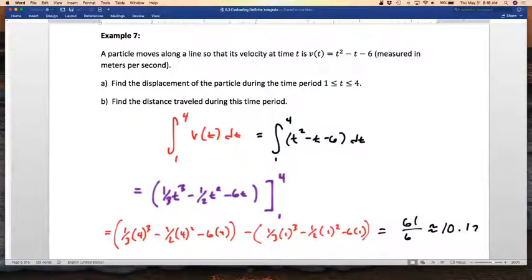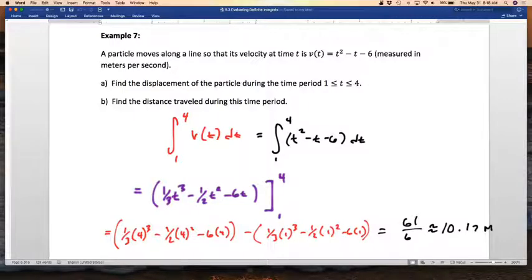And since our velocity was given to us in meters per second, our integral, taken with respect to time, gives us our displacement in just meters. So our net displacement is 10.17 meters. And so what this would tell us, since it's positive, is that in the end, we're 10.17 meters in the positive direction from our starting point, whatever that positive direction may be determined to be.